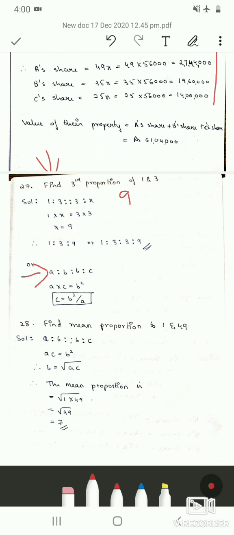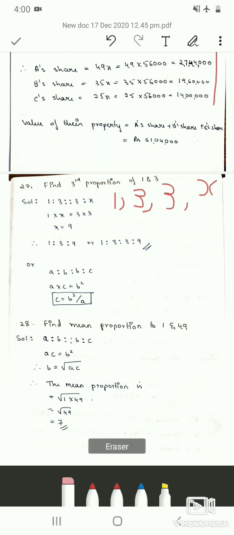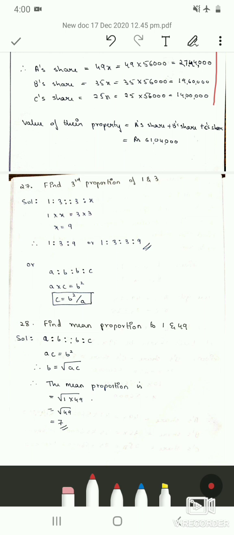Whenever such a question is asked, that is find the third proportion, what you have to do is write 1, 3, 3 and then the fourth term is unknown. Then you can use the rule that the product of means is equal to the product of extremes. So here 1 into x is equal to 3 into 3. Solve for x, therefore x is equal to 9. So this is one method.